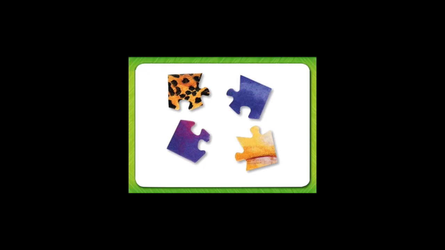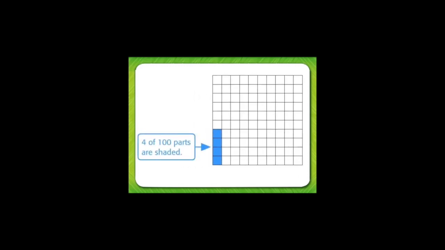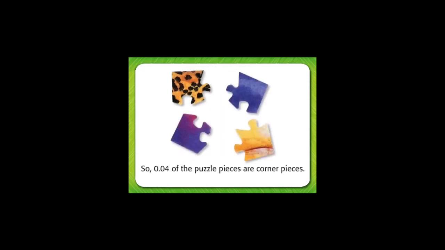We know that 4 of the 100 pieces are corners. So using a hundreds grid, shade 4 of 100 parts. Since 4 of the 100 parts are shaded, we can read this number as 4 hundredths. We can write the number as 0.04. So 4 hundredths of the puzzle pieces are corner pieces.